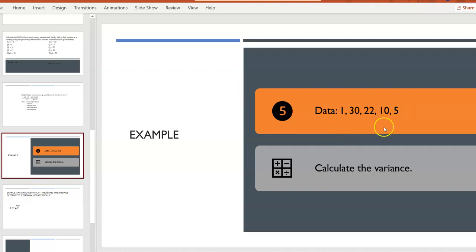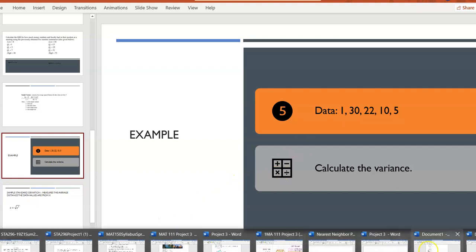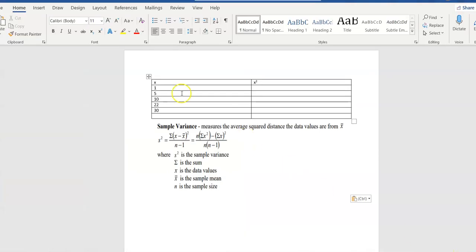All right, so we're going to calculate the variance for these 5 numbers right here. Now to do this, I am going to go over to Word and I'm going to put them in a table. And I just put them in order. It's not necessary, but I like to put them in order. And I call that X. X is all of the data, the 5 numbers that we had.